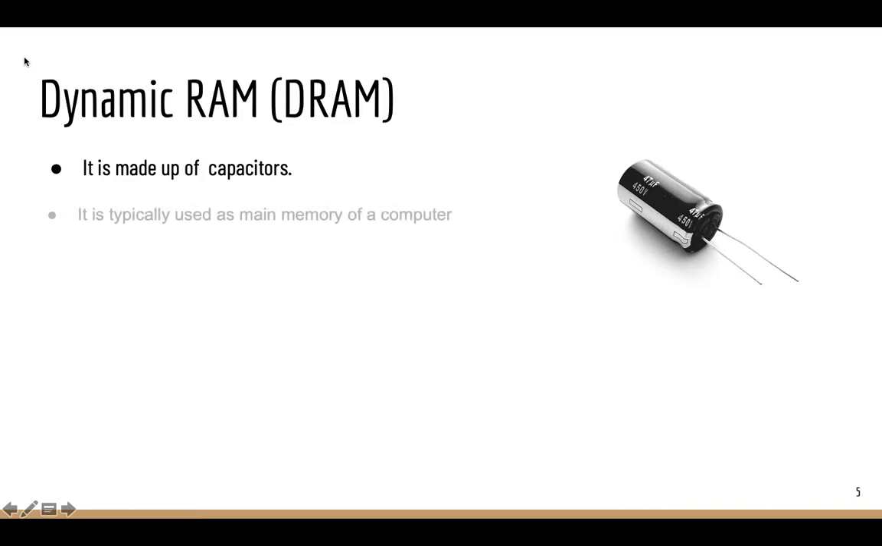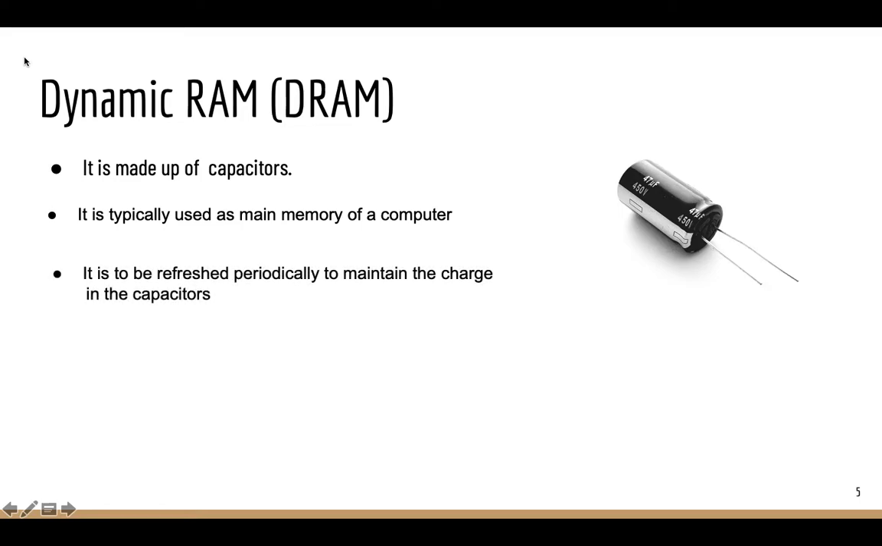A capacitor stores charge. It is typically used as the main memory of a computer. Now, the main memory of a computer is made up of DRAM. It has to be refreshed periodically to maintain the charge in the capacitors. As I have already mentioned, capacitors store charges. Now, in order to retain the charge of the capacitors, these RAMs have to be refreshed periodically.